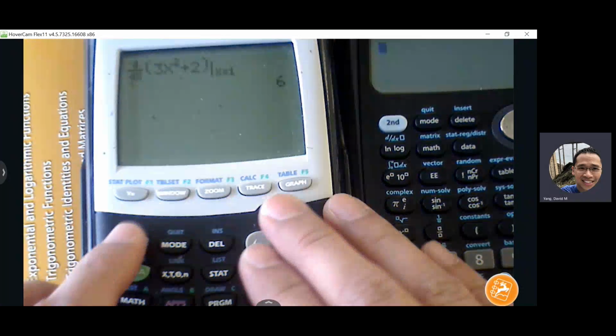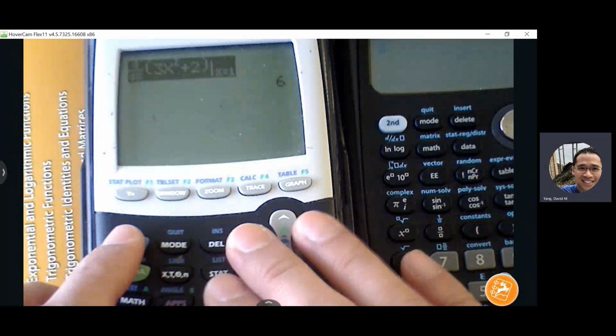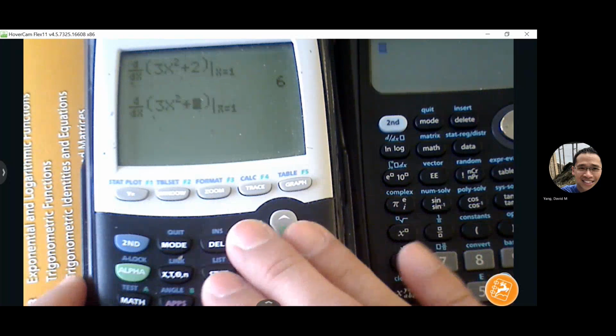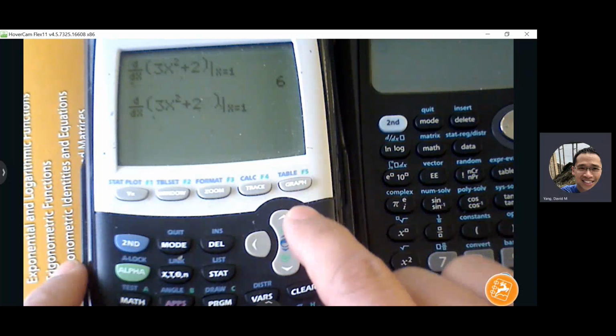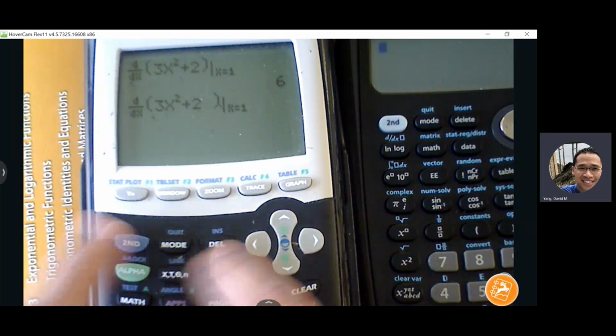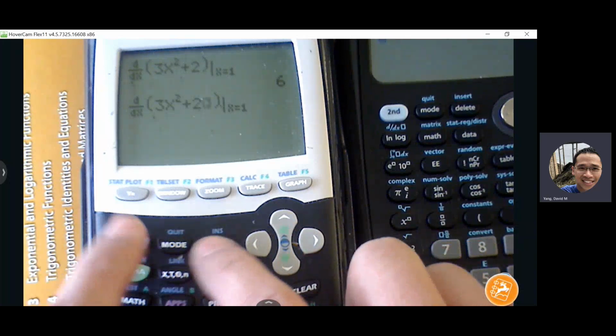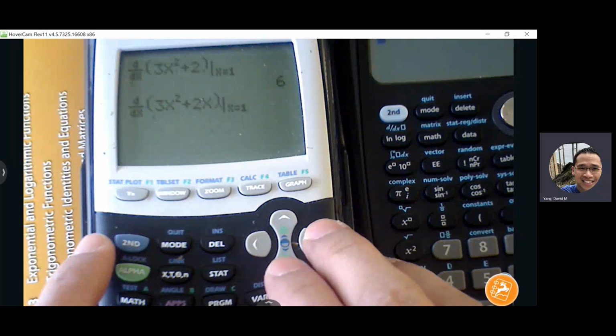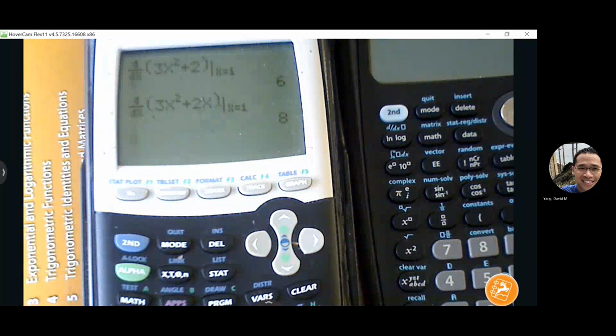Oh, I'm sorry, I messed up. 3x squared plus 2x. That's why it wasn't matching up. Oh, by the way, if you want to insert something, do second insert, and it'll allow you to, but in this case, sometimes the calculator allows you to. There we go.